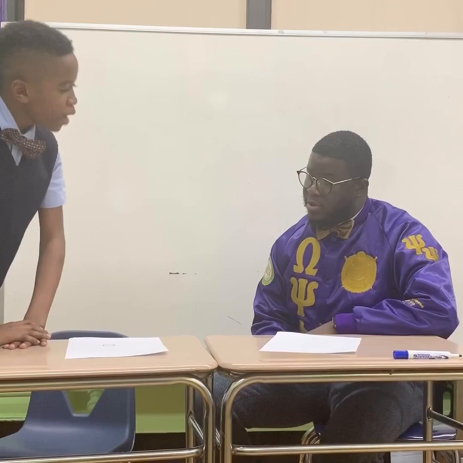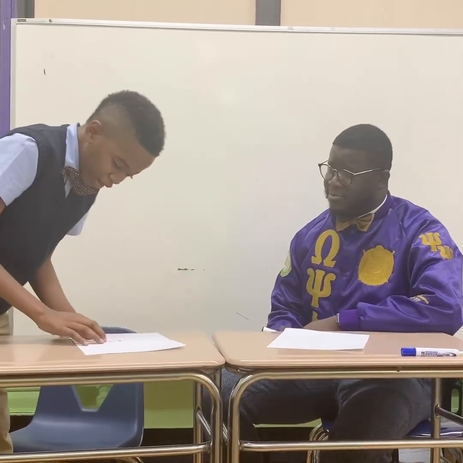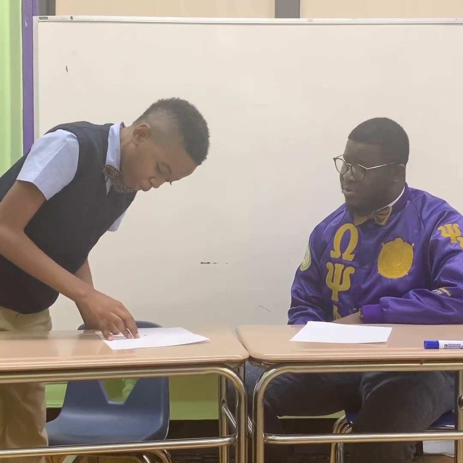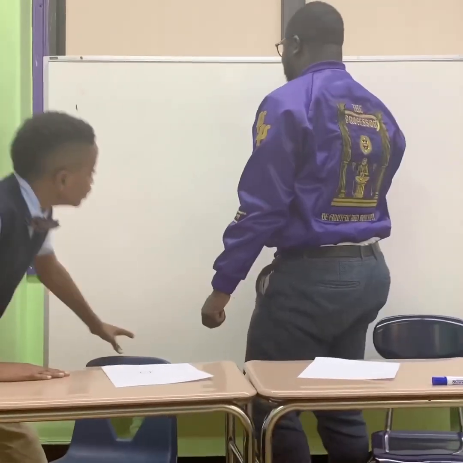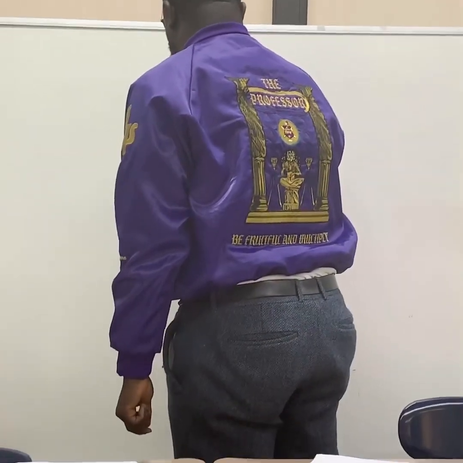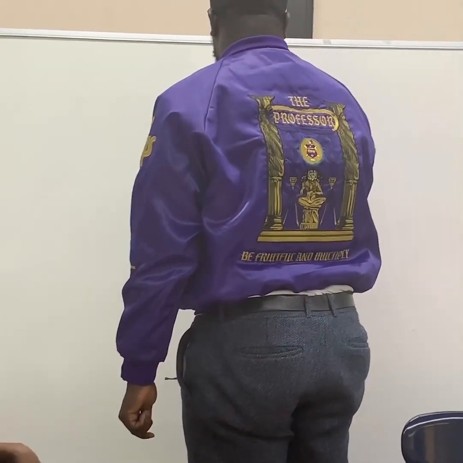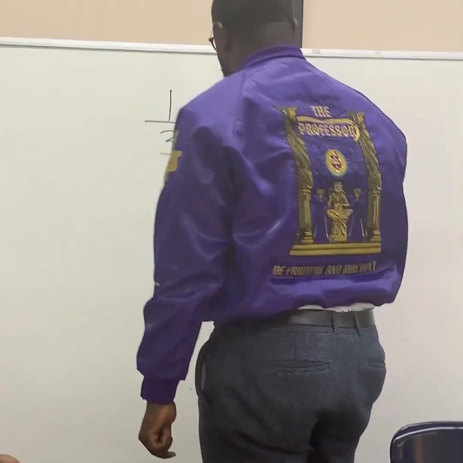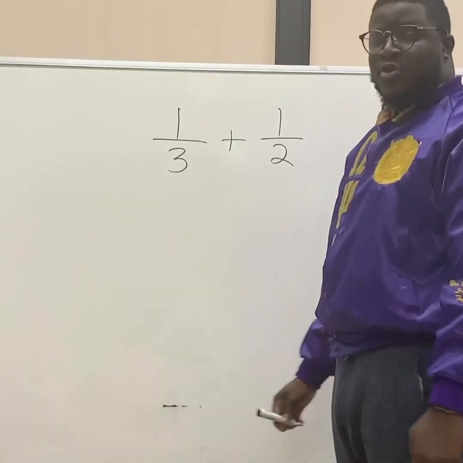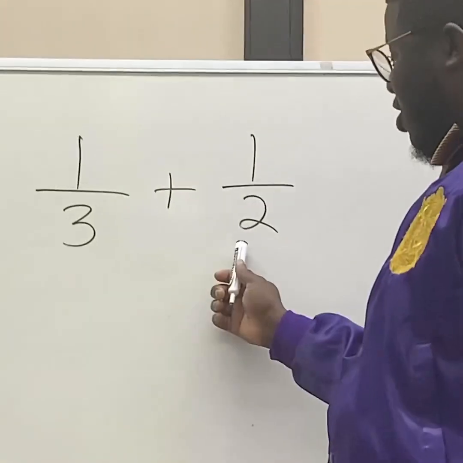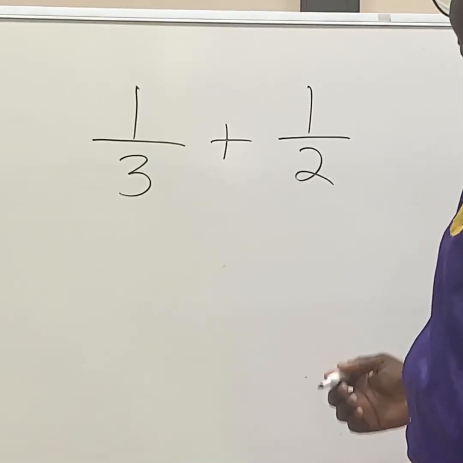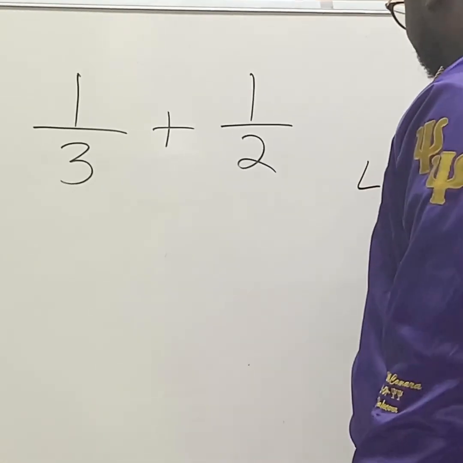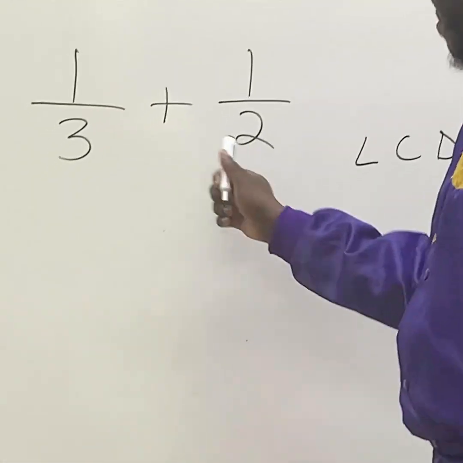Sure. Yes, Giovanni, why don't you try to find the sum of 1/3 plus 1/2? All right, let's go right ahead. So we're finding the sum of 1/3 plus 1/2. First things first, we notice that the denominators are not the same. So I need to find what's called the LCD, the least common denominator.